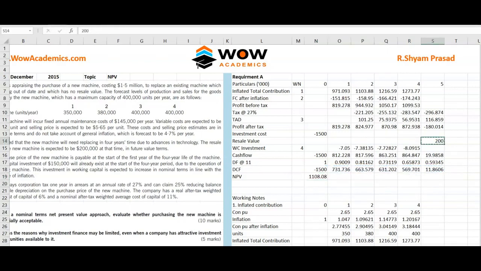So we have made one mistake. The cash flow occurs in the 4th year, not in the 5th year. So this will give us the exact answer. The answer comes to 1121. Okay, so what is our suggestion? Our suggestion is, as the NPV is positive, we can select the project.